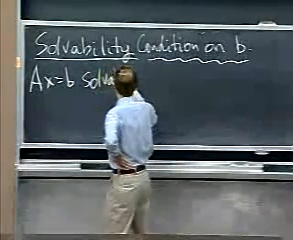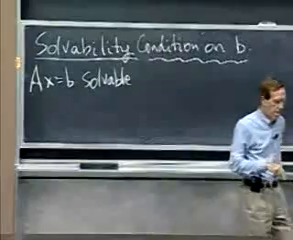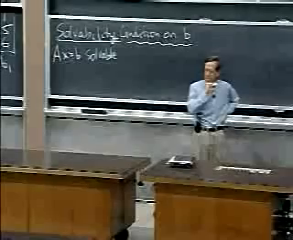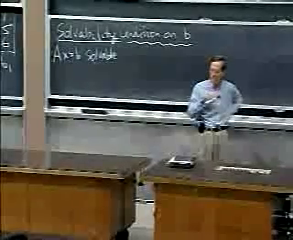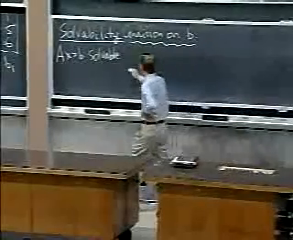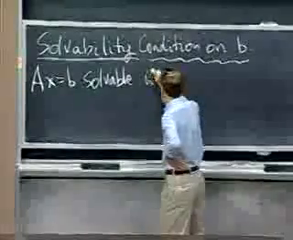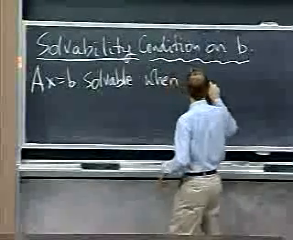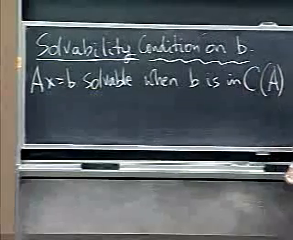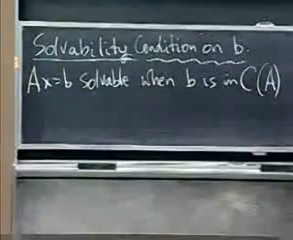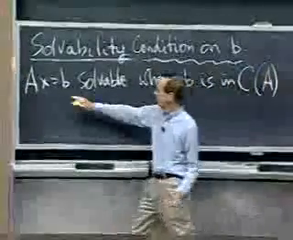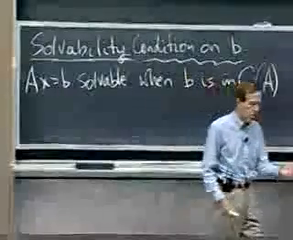Well, actually, we had an answer in the language of the column space. Can you remind me what that answer is? That was our answer from an earlier lecture. b had to be in the column space. Solvable exactly when b is in the column space of A. That just says that b has to be a combination of the columns, and of course, that's exactly what the equation is looking for.